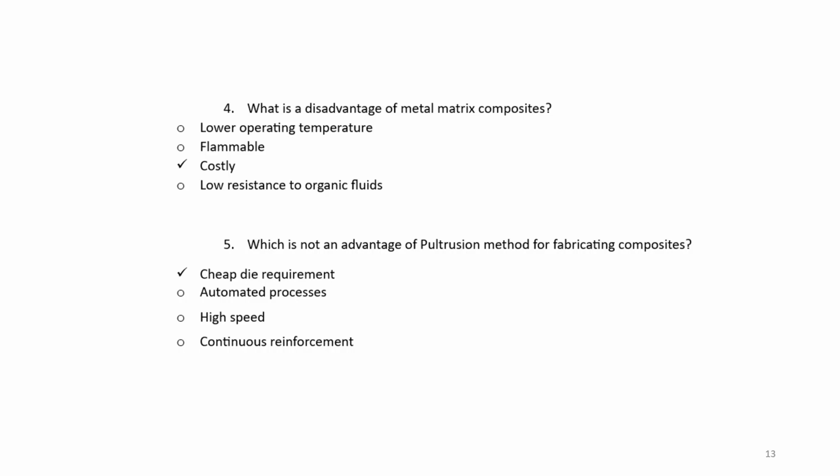Fifth question is which is not an advantage of filtration method for fabricating composites? Your options are cheap die requirement, automated processes, high speed or continuous reinforcement. So the correct option will be cheap die requirement, because they require a die which is costly compared to other processes. Other processes require cheaper tools.